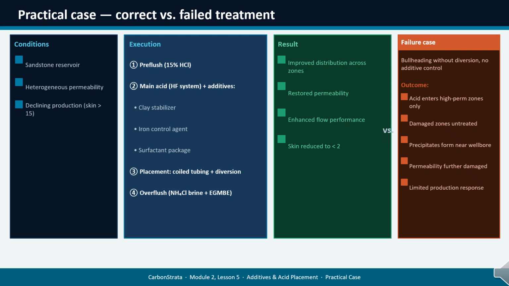Case 2. Full system applied. Preflush cleans the path. Main acid removes damage. Additives control reactions. Coiled tubing targets placement. Overflush protects the result. Outcome: uniform treatment, restored permeability, strong production recovery. So what changed? Not the acid. The system. That is the difference between theory and execution.